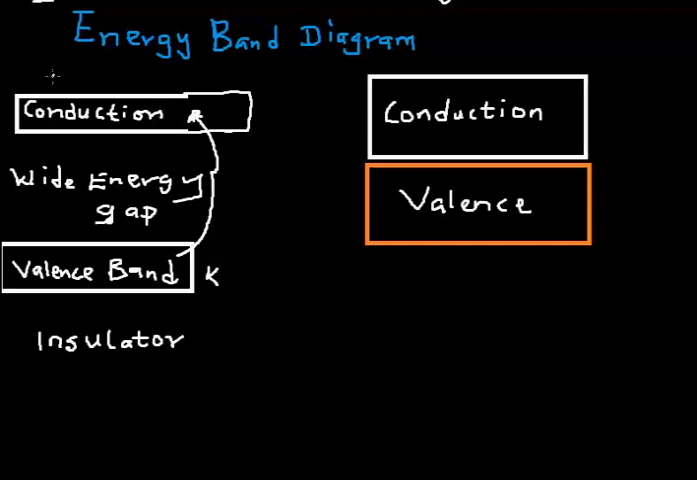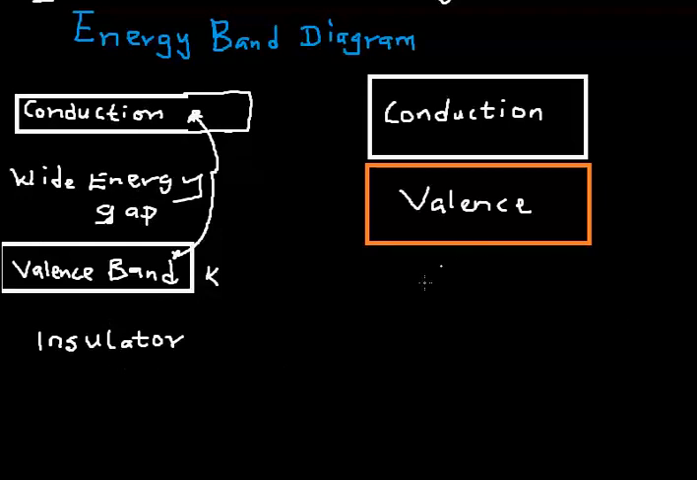Now this is the energy band diagram of an insulator. As you can see, the conduction band and the valence band are separated by a wide energy gap. There is always a gap between the two bands, the valence band and the conduction band. For an insulator, there is a wide energy gap, which is why it is practically impossible for electrons to jump across this gap and enter the conduction band. That is why insulators do not conduct electricity under any condition at all.